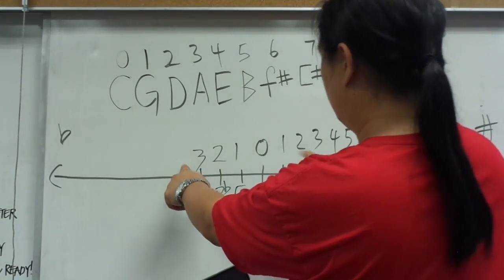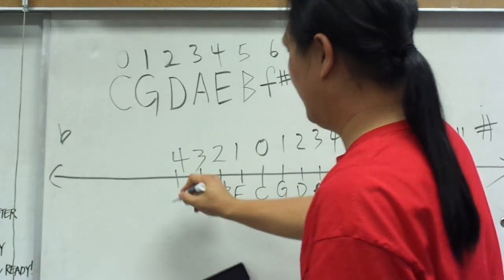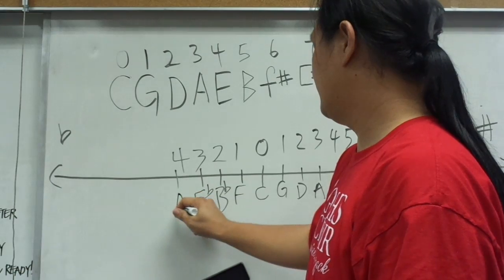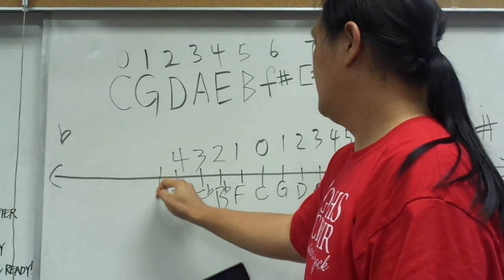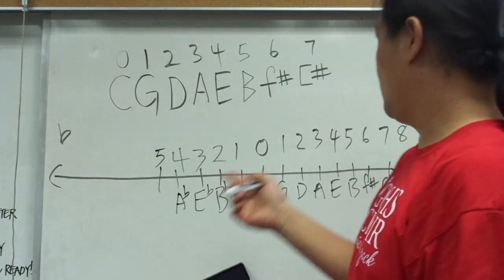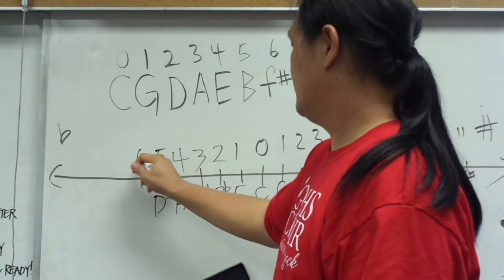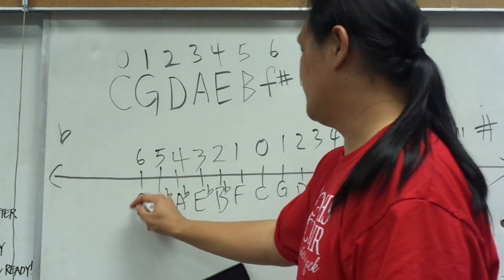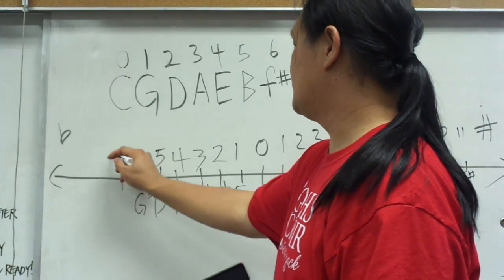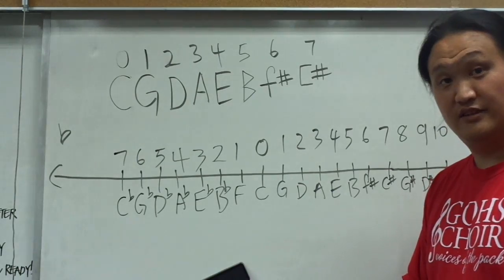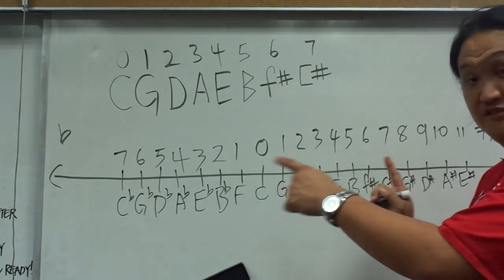So if I go down 1, 4, if I have 4 flats, A flat, do you see that? 5, 2 minus 7, D flat, 6, G flat, and 7, a C flat. Easy enough, right? 7s, every 7s.